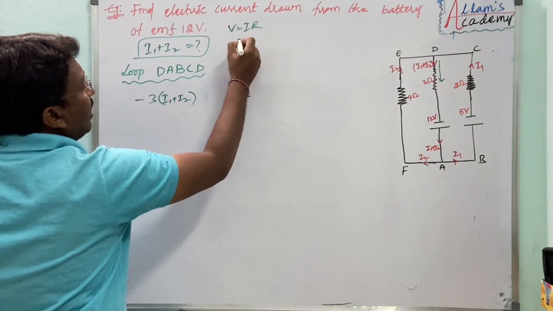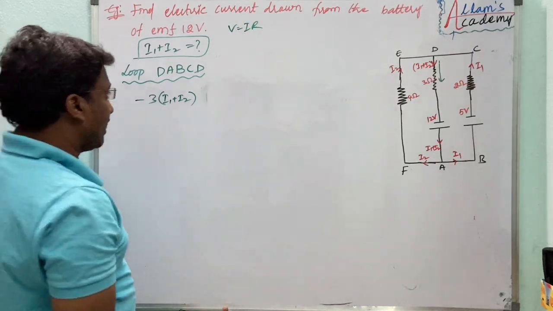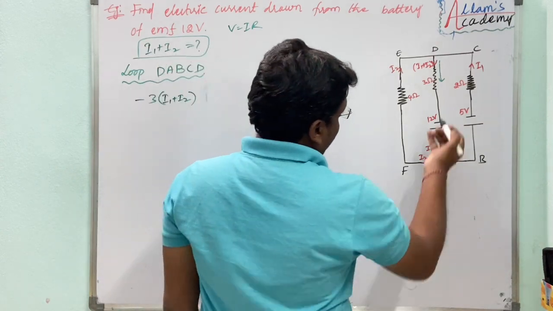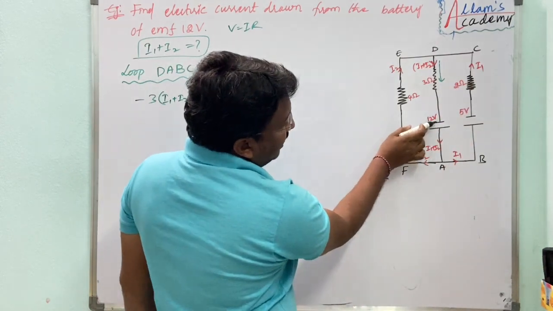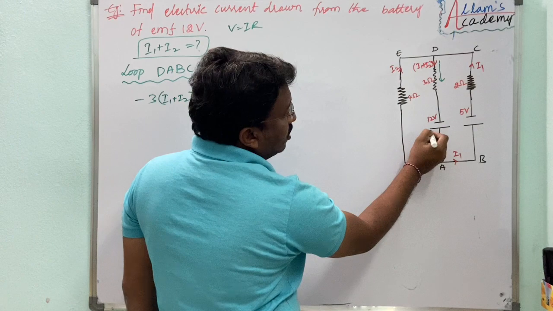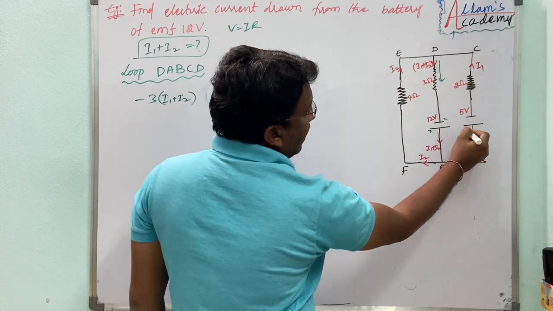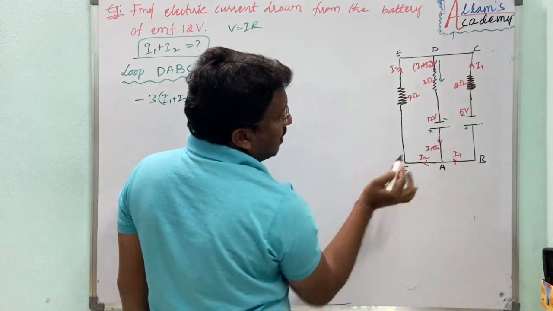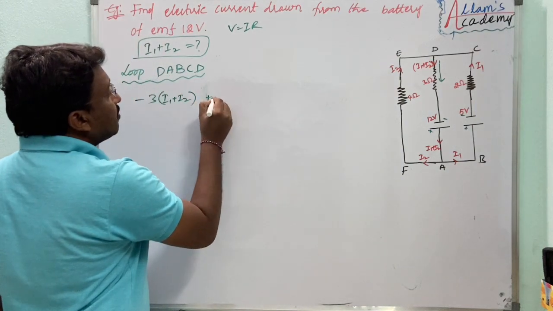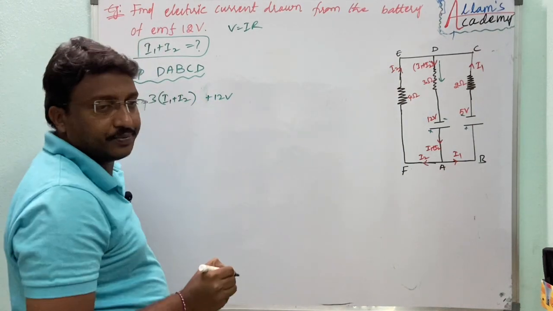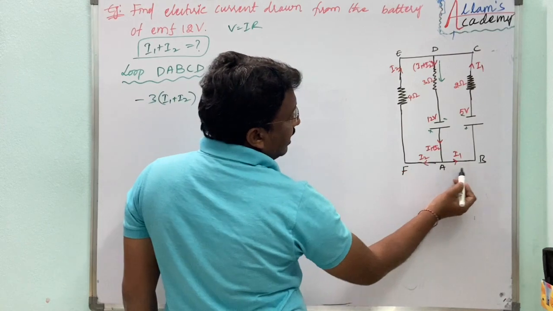Now we will write RI. Both are correct. Here we travel from the negative terminal to positive. The longer line shows the positive, the shorter line shows the negative. We are moving towards the positive terminal, so it becomes plus 12V. And next, A to B, nothing.